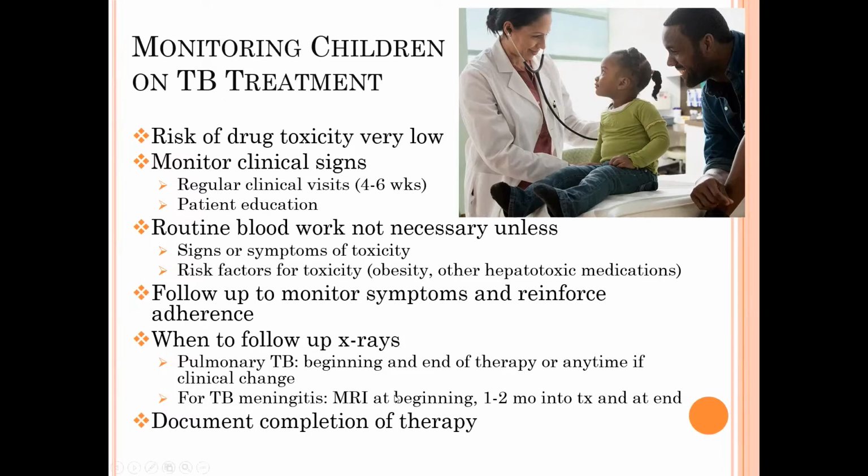For TB meningitis, we usually get an MRI if you have that available at the beginning with contrast. I usually get a repeat about the time they're coming off their steroids, around 2 months. Sometimes we'll see new things pop up in that imaging, such as a tuberculoma or hydrocephalus. And then I also get another MRI at the end of therapy.